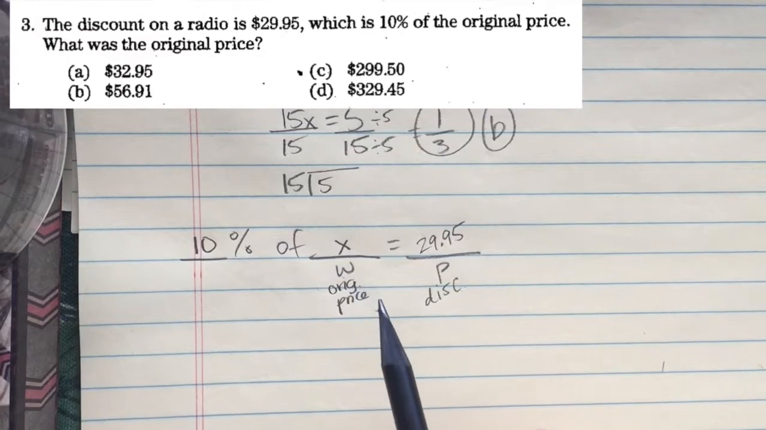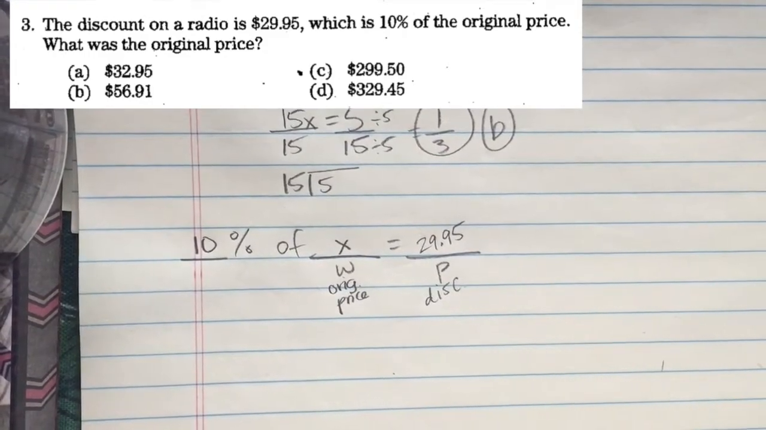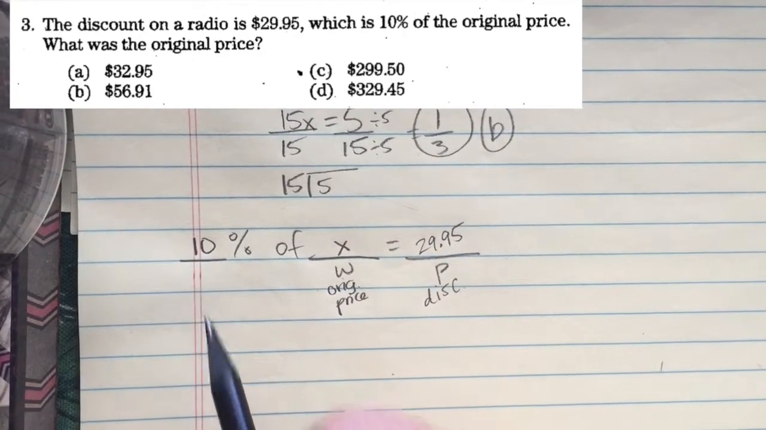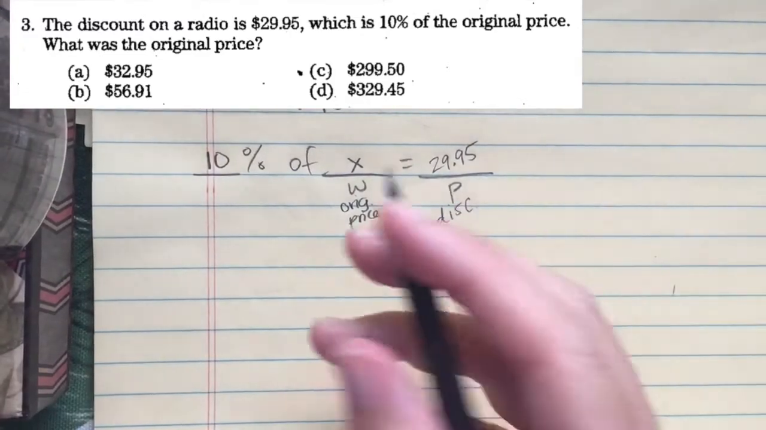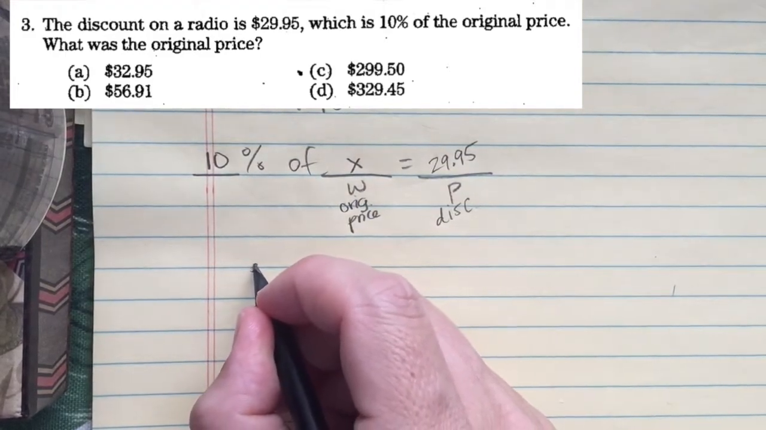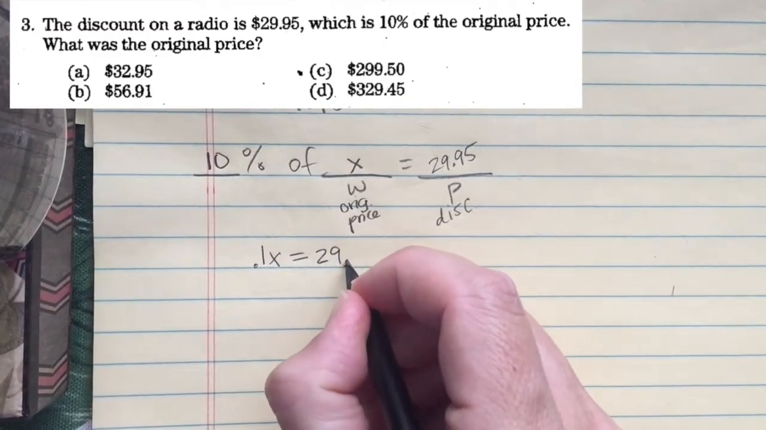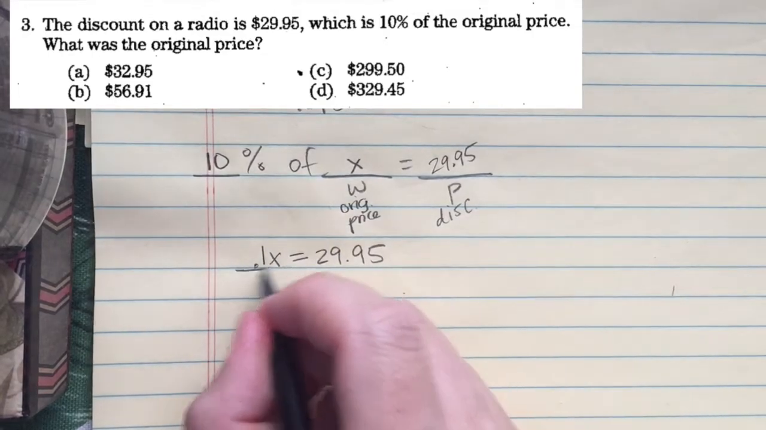And the reason that I know to use this setup for this problem is we're talking about discounts, we're talking about original prices, and we have a percent. That's pretty much a surefire way to tell that this is the formula you can use for this kind of problem. Okay? All right, so now to solve, this is 10% of x. I need to change my percent to a decimal, so that's going to be 0.1. X equals 29.95. Now to solve this equation, you go ahead and do it on your own. I think you know what to do.